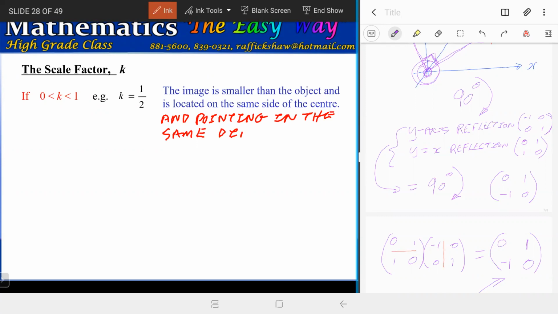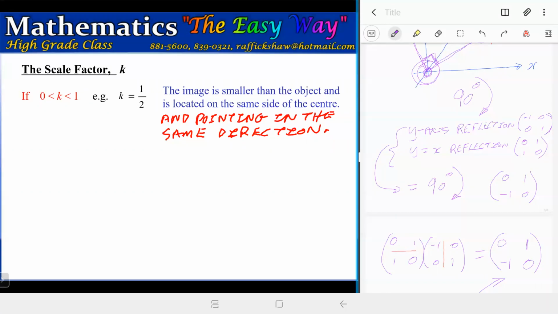It's pointing in the same direction because of the positive scale factor. Pointing in the same direction. When the scale factor is positive, the object and image will point in the same direction.